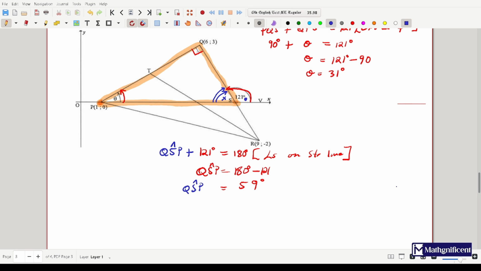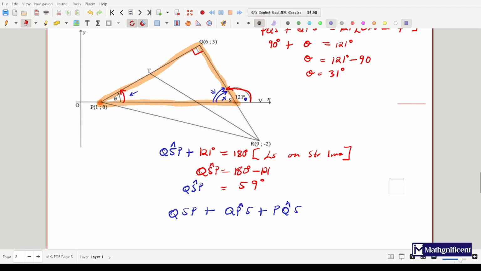Therefore, if we were looking for the size of theta in this case, what were we going to do? We are going to say it's angle QSP plus this angle which is theta. We refer to this angle as angle QPS. Angle QPS plus which angle? Plus angle PQS, right? So this is what we have here.